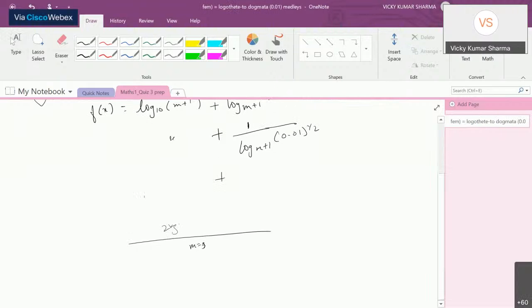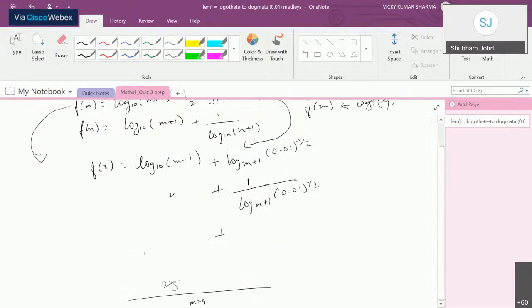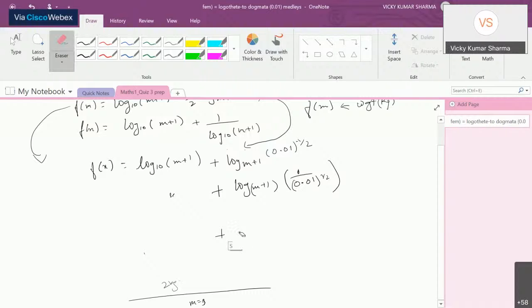So how 1 by? Because the minus sign in the power is outside the log. If the minus sign is in the power, then we should have written whatever function this log is operating upon. Yes, sir, this is the way. That is what I missed at that time and got a wrong answer. Thanks for correcting me.